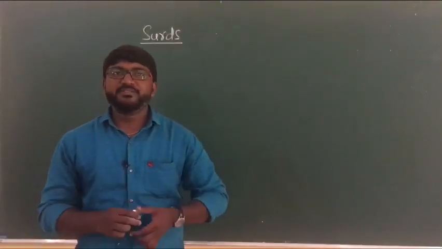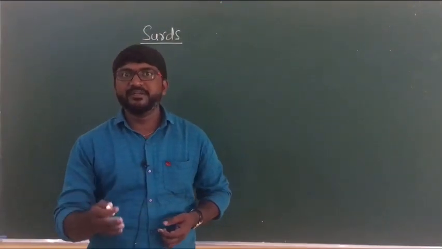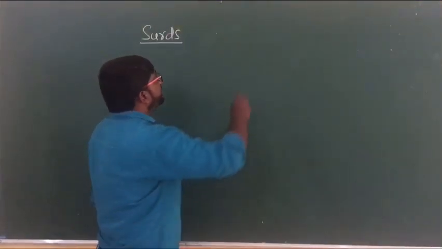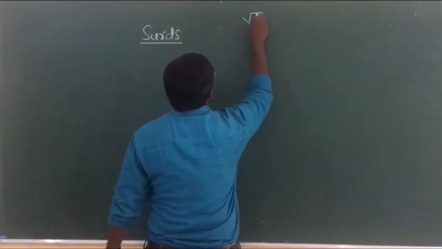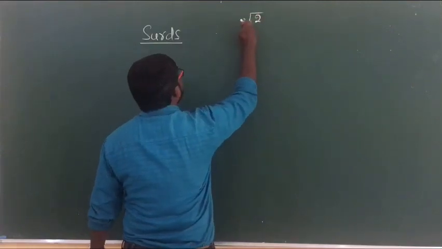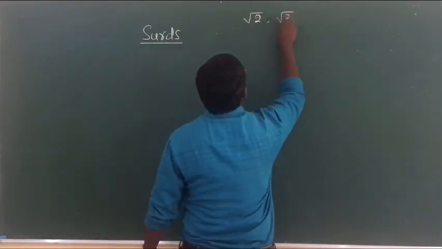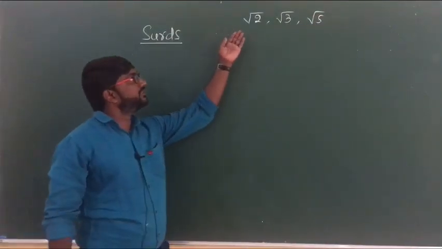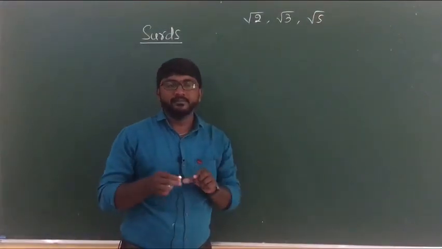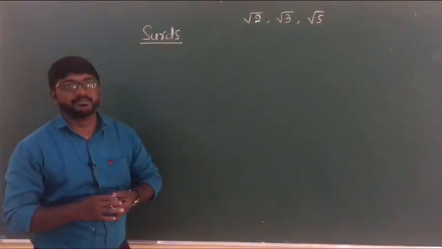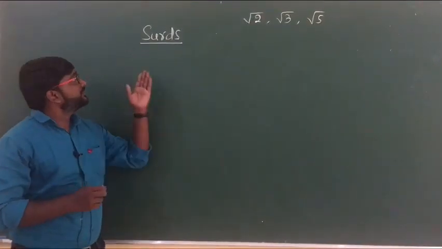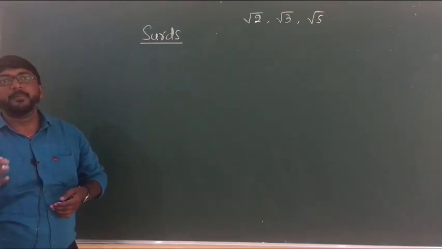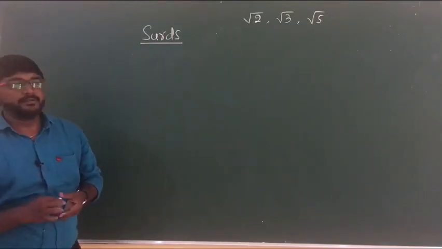So in today's class we are going to discuss surds and types of surds. In your 10th standard you might have studied about this. Prove this as an irrational number, and then you have studied root 3, root 5, and you have proved all these are irrational numbers in your real numbers chapter. So now see here, we are going to study about surds. Let us go for the definition and then we'll move on to the types of surds.